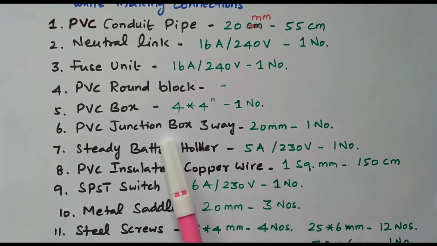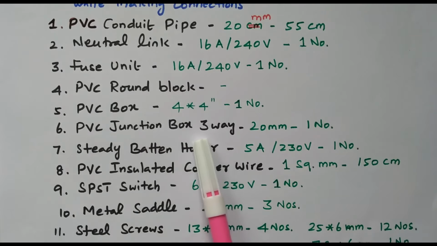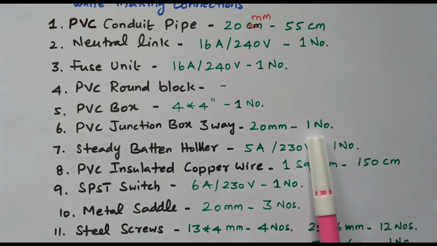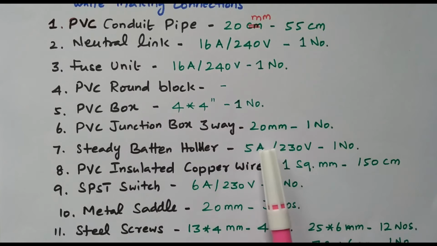Then PVC junction box, a three-way junction box is needed. That is, one side supply, one side lamp, another side switch box. So we need a three-way junction box. Right, one is used for supply, another one is used for switch, another one is used for lamp. That one number is required. Already we have 20 mm PVC pipe, so the junction box also 20 mm. Both should be the same. Then steady batten holder, 5 ampere 230 volt, one number.